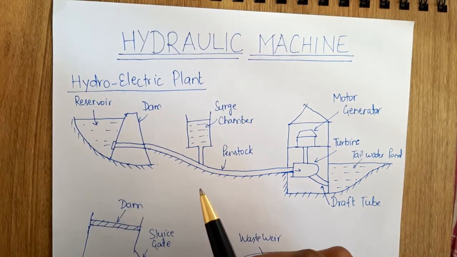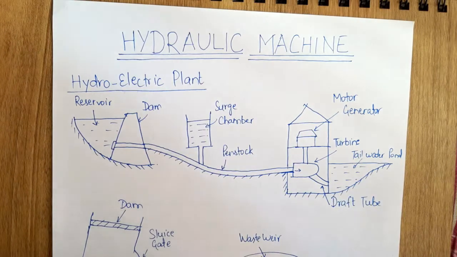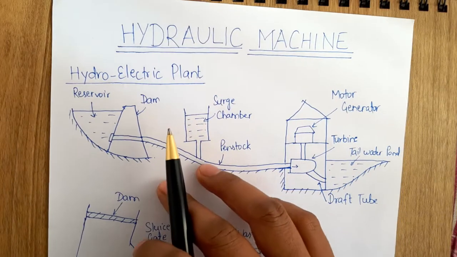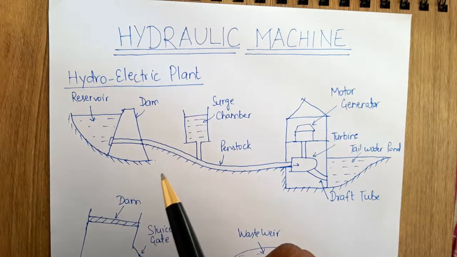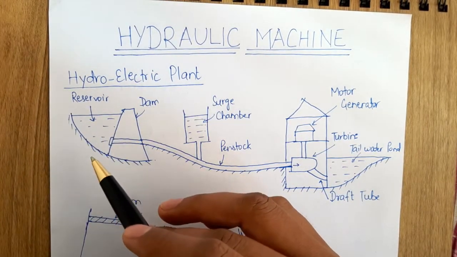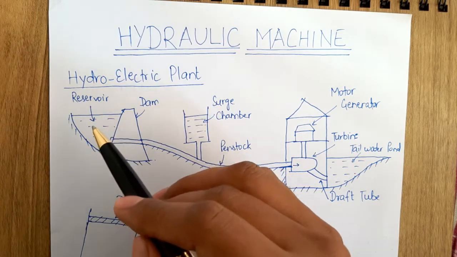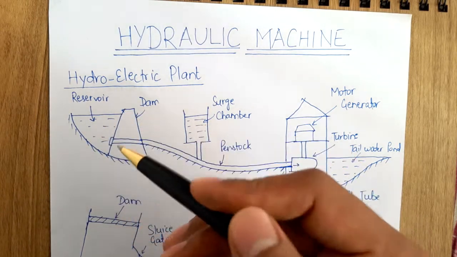In this video, we will quickly revise the subject hydraulic machine. In this subject, we will start with hydroelectric plants. What are the hydroelectric plants? In this, the sequence in which water flows starts from a reservoir onto some river or canal.